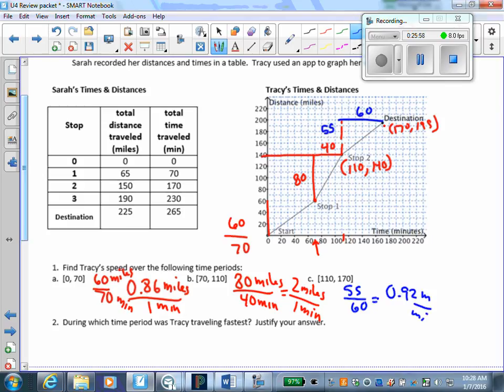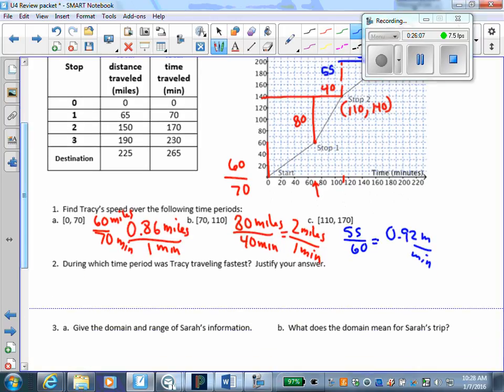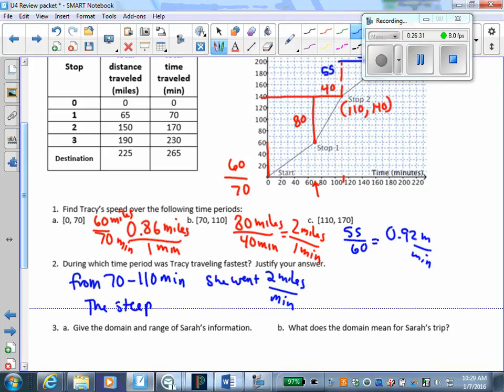Okay, so I found her speed. What was the fastest? Looks like the middle section, from 70 to 110 minutes. She was going 2 miles every minute, compared with the other two, which you can see right above since I showed all my work. Also, we could say it's the steepest line. And the steepest line means it has the highest slope.